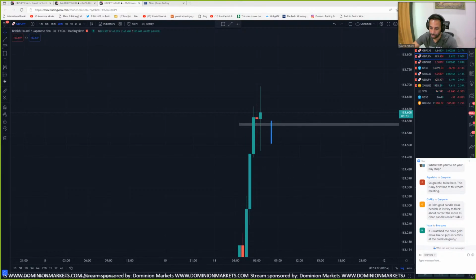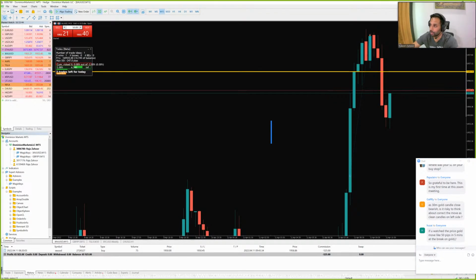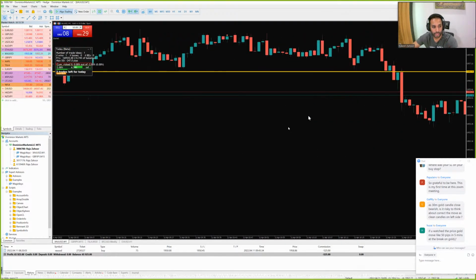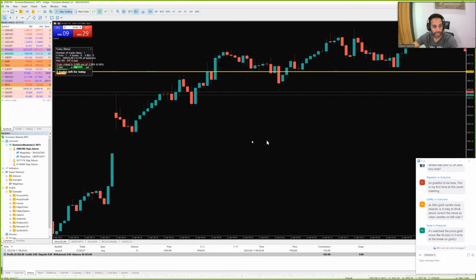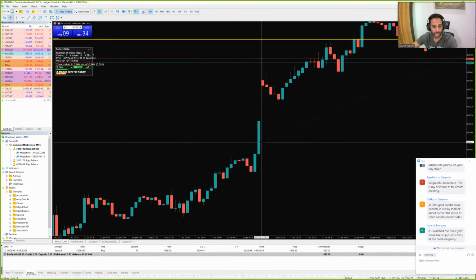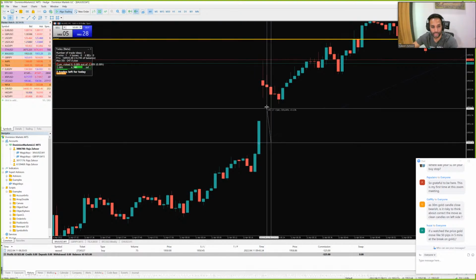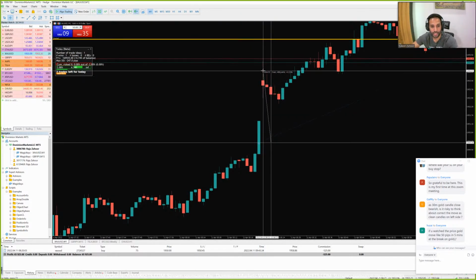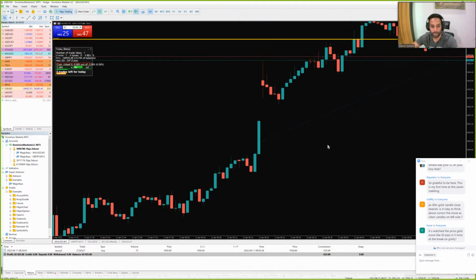If you watch the price, gold moved like 50 pips in 5 minutes at the break on gold. Yes, it did. On the 1-minute time frame, there was a gap. When I was looking at this price, I'll show you right here. If you look on the 1-minute time frame, there was a gap right here. So my position got activated right here, right? And then there was a gap. It was so much volume that price just pushed up really quick.